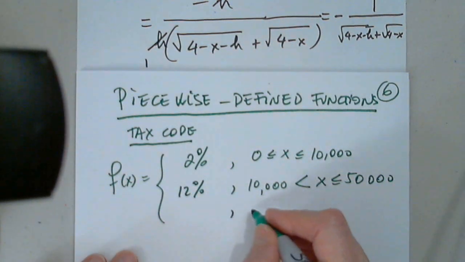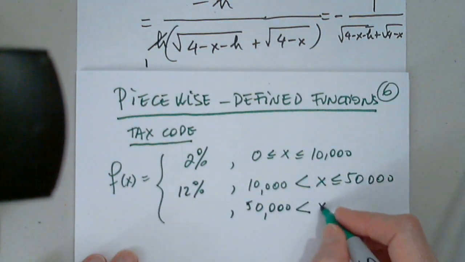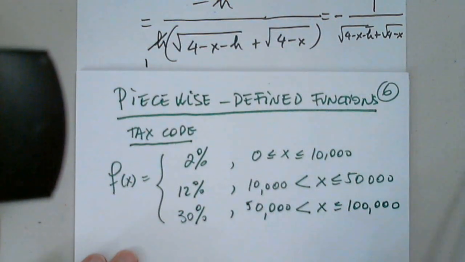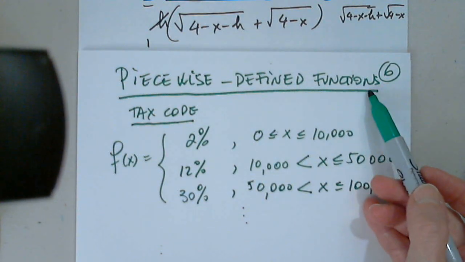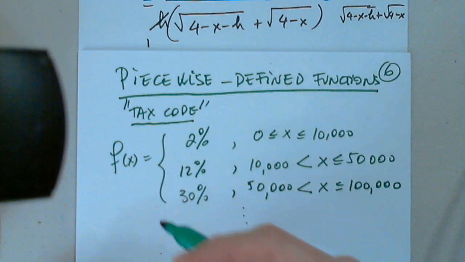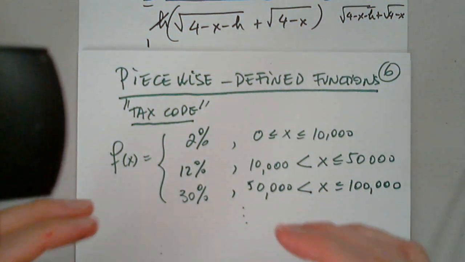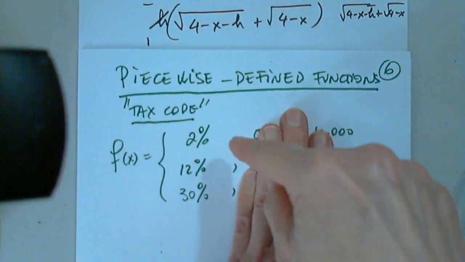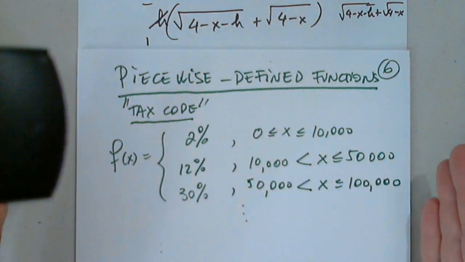Let me give one more example. Let's say between 50,000 not closed, it's already here, and 100,000, let's say 30%. And I can go on forever. This is a piecewise defined function. The function that I just created, it's not the actual tax code. I was just giving you an example. And as you see, it's a different function for different values of x. Between these two, I consider 2%. Between these two, I consider 12%. So these are different pieces.